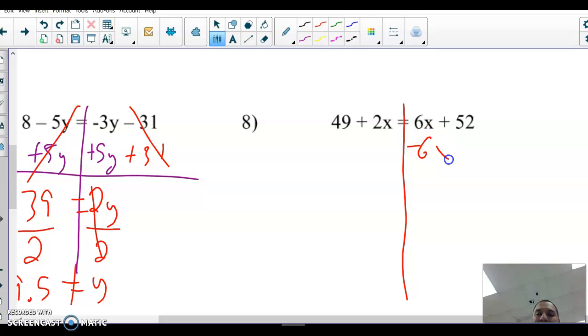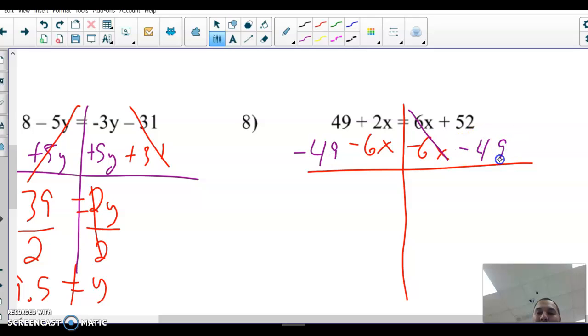All right, I'm going to send the x's to the other side. Again, it does not matter. It'll work out in the end, regardless of which way you do it. Whoops. Since I canceled those x's, I need to cancel the 49. So my variables are on one side, my constants are on the other.